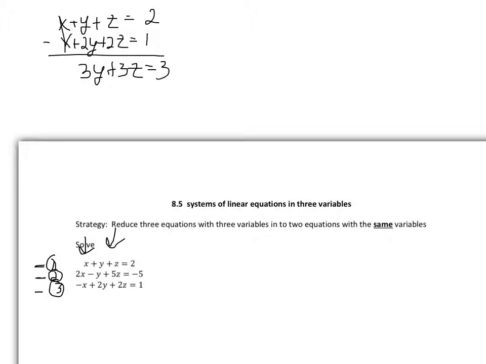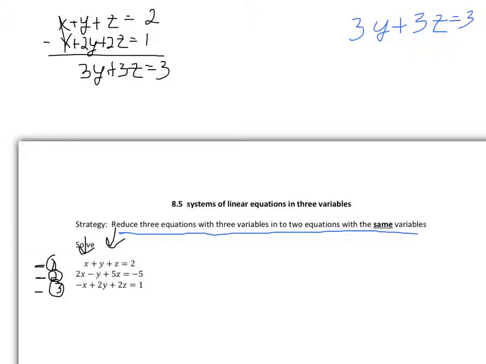So, I'm going to put this over to the side because I'm going to use that later. The whole idea is we want to reduce the 3 equations with 3 variables to 2 equations with the same variables. So we have 3y plus 3z equals 3. I've used the first and third to get an equation that has just y and z in it. Now I need to use another pair, the first and second or the second and third, to eliminate the same variable. So I'm going to use the second and third to eliminate the x's.